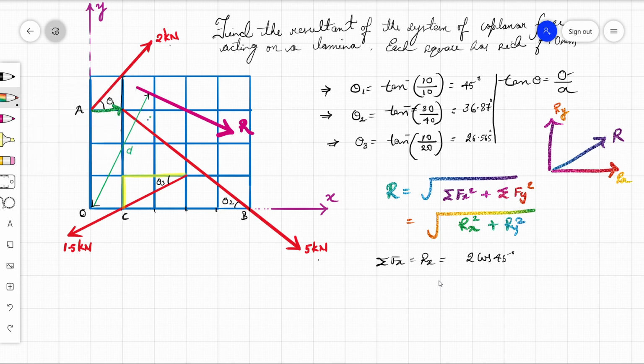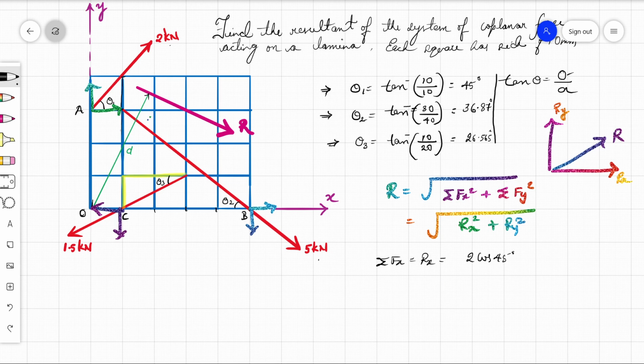This will be the x component, this will be the y component. The same with this. So I can take over here: x component, y component, x component, y component. Okay.